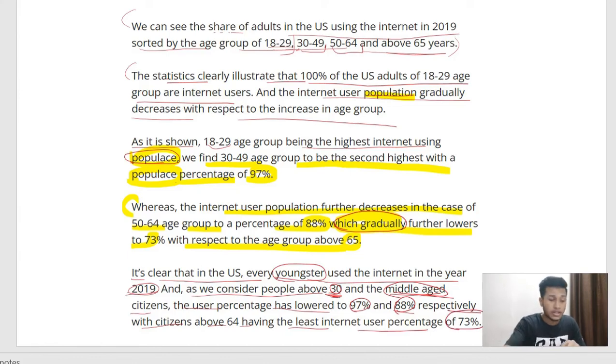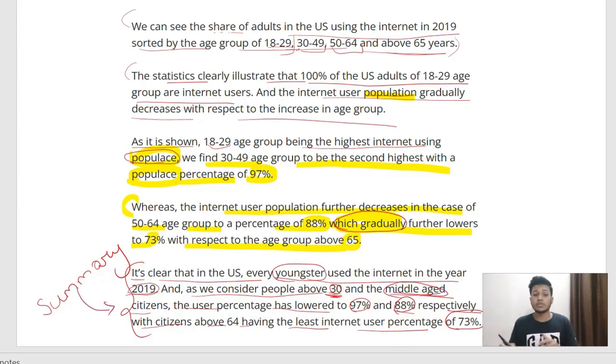See, in the last paragraph, what I did is I just summarized. Your last paragraph has to be a summary of the entire essay, or the entire Task 1, a summary of everything that you just wrote.